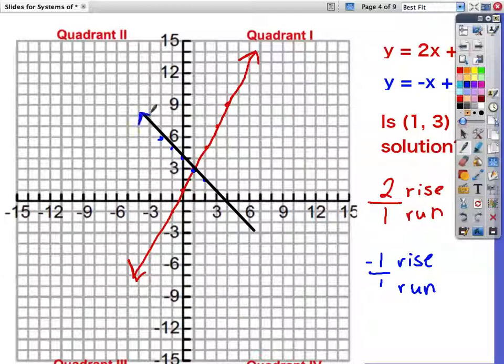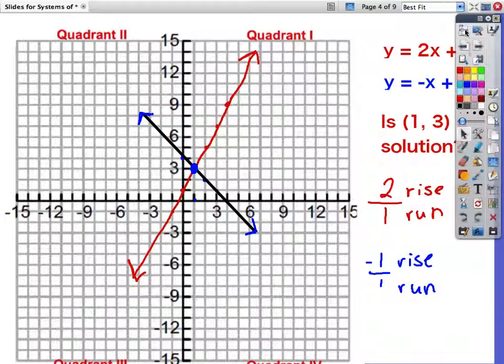The point is that both of these lines intersect at the point 1, 3, at this point right here. And because they both intersect at that point, we know that 1, 3 is a solution. So that's the whole point of this. Where both of those lines run into each other, where they intersect, that's what we're looking for when someone asks you what's the solution for this system.